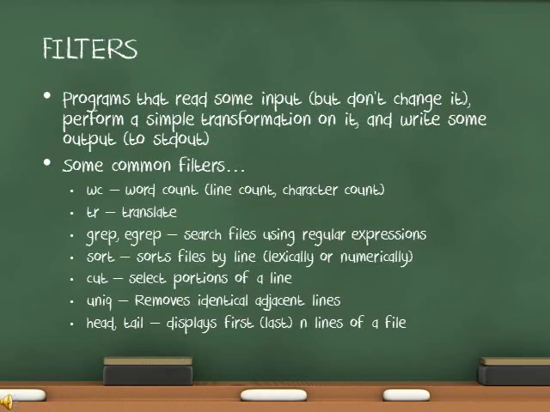wc: word count, line count, character count. tr: translate. grep: search files using regular expressions. sort: sorts files by line, lexically or numerically. cut: select portions of a line. uniq: removes identical adjacent lines. head, tail: displays first, last, end lines of a file.